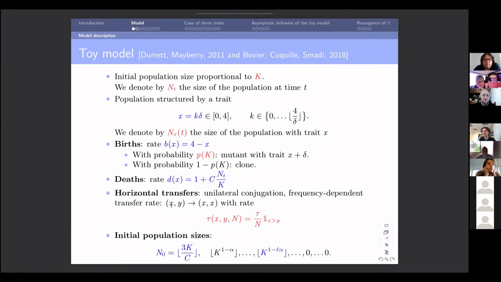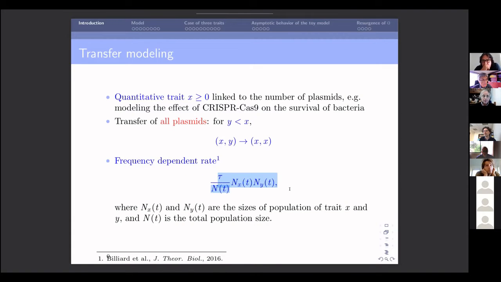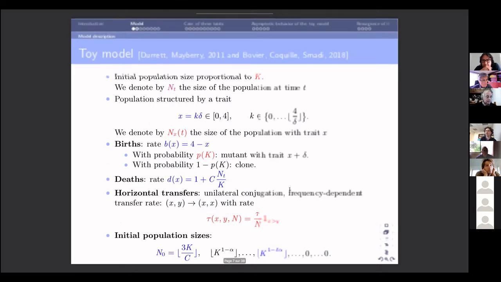We have a transition: a pair of individuals XY becomes XX with a rate which is tau, so for each pair of individuals, tau over n. And this only occurs if X is larger than Y. Now if you sum up all these rates with the size of the population with trait X and Y, you get this formula here, because NX and NY are the number of individuals with trait X and Y. And now I have to choose also an initial population size. For the moment, I skip that. I'll come to that in a few seconds.